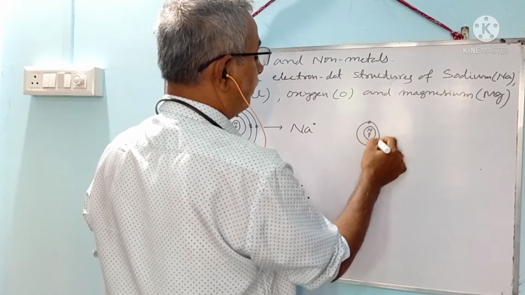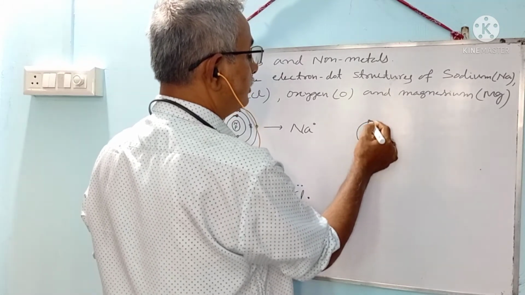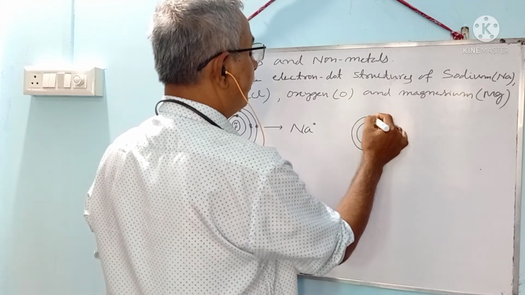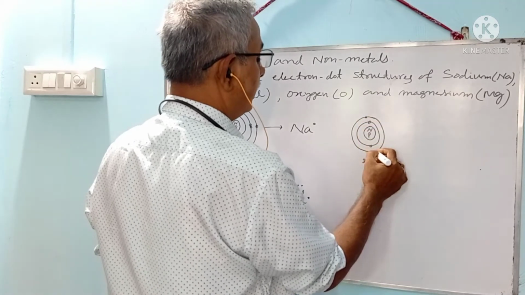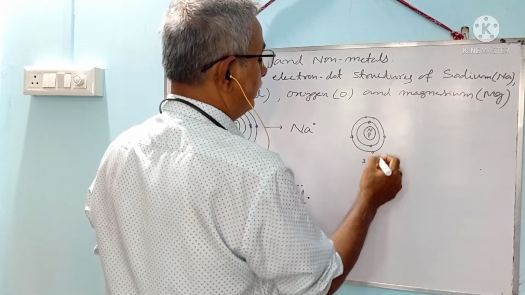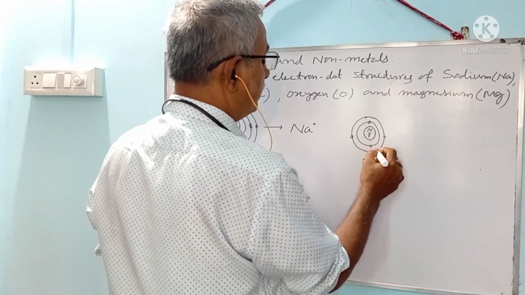In the first orbit, first cell around the nucleus, 2 electrons are there. In the second cell, 1 electron is here. So 4 electrons have gone. Now you repeat 1.